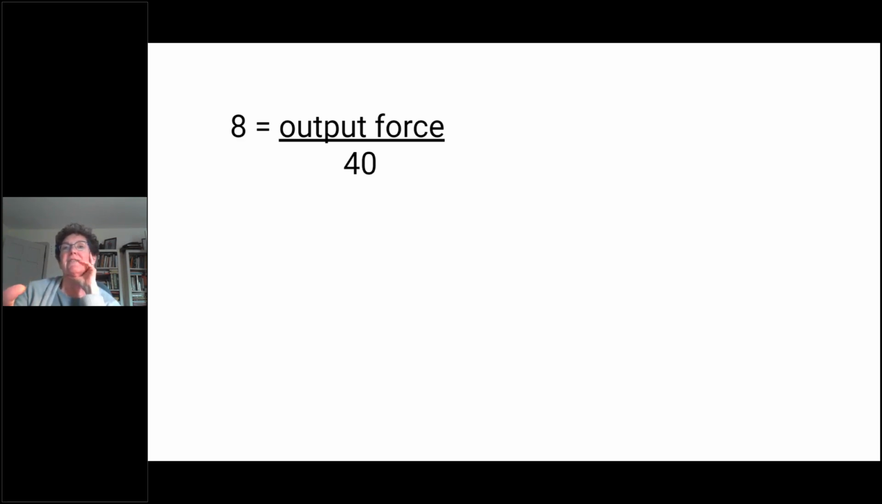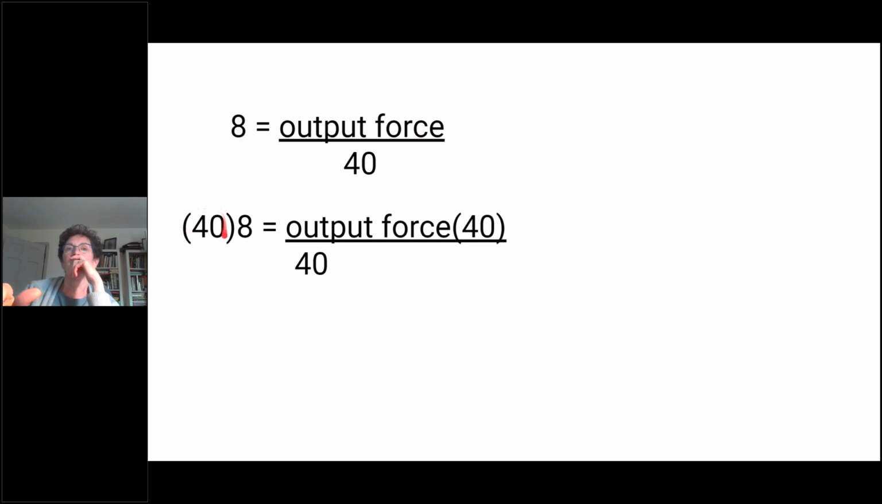Well, how do I solve this? How do I get this unknown output force by itself? I'm dividing it by 40. So to undo this division, I'm going to do the opposite. And the opposite of dividing by a number is multiplying by a number. So I'm going to multiply both sides of my equation by 40. And that looks like this. 40 times 8 equals my unknown here, times 40 divided by 40.